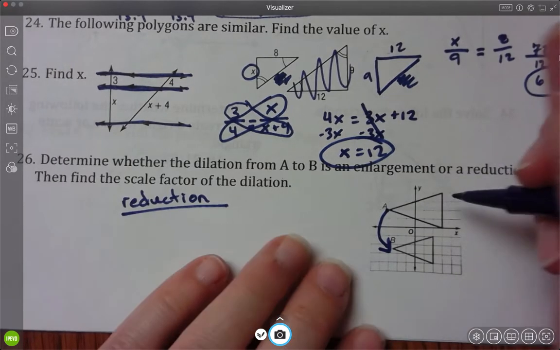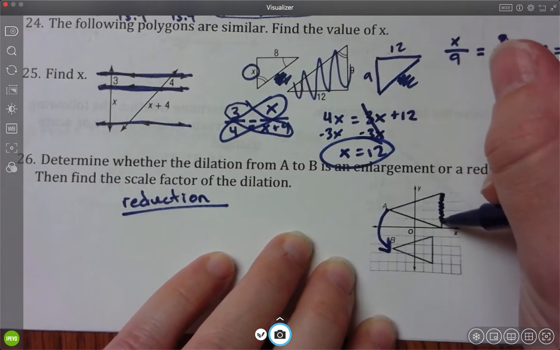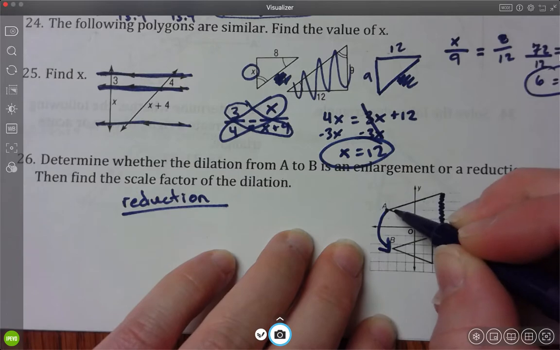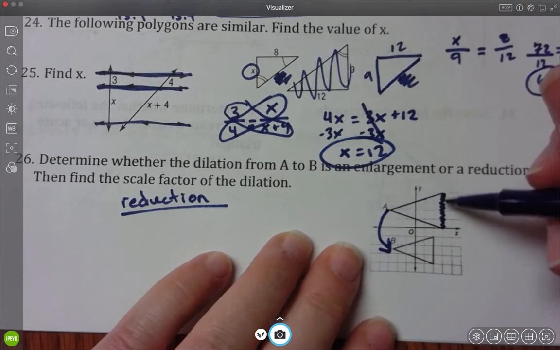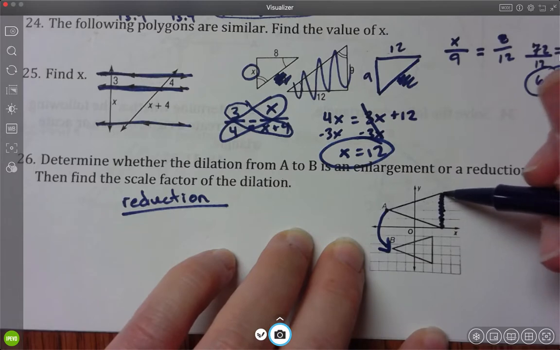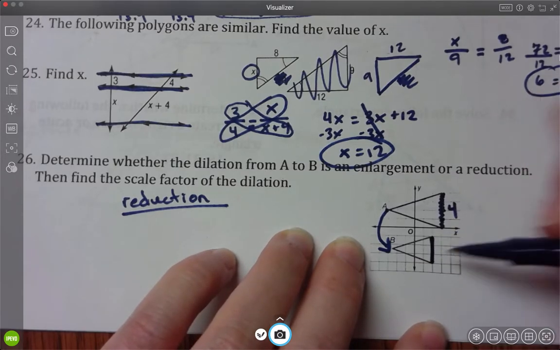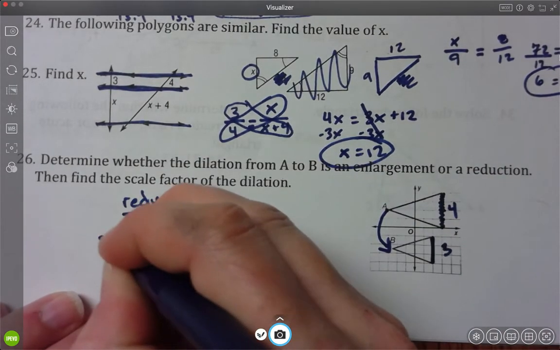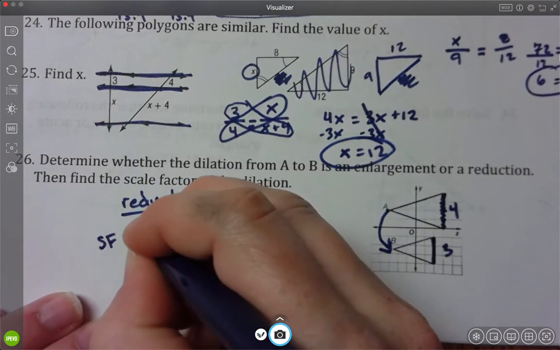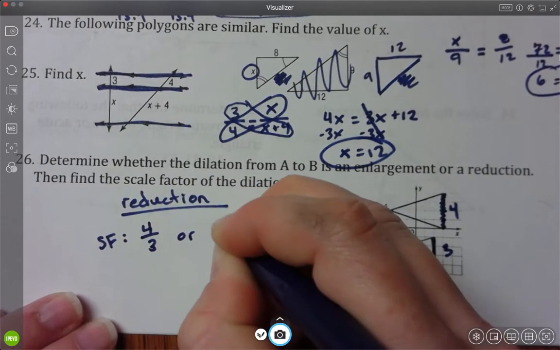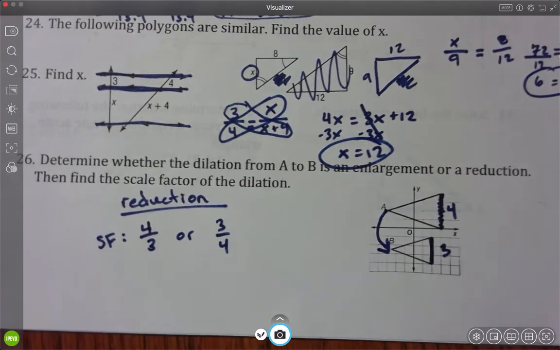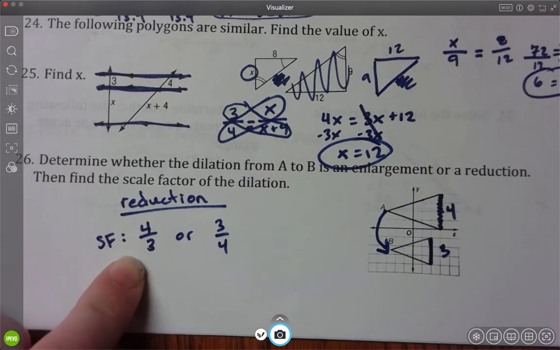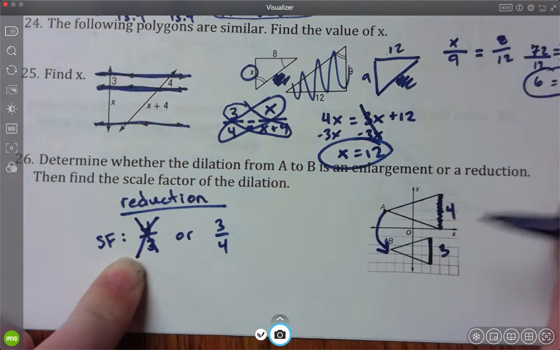So what I do is I look at one of the sides, and the easiest side to look at is this one, because I can't really figure out what this length is unless I use the distance formula. But this one I can see is 1, 2, 3, 4 units in length, and this one right here is 3 units in length. So my scale factor is either going to be 4 over 3 or 3 over 4. Now, which one of those is going to reflect a reduction, like making it smaller? 4 over 3 is a number that's larger than 1, so that's going to be an enlargement.